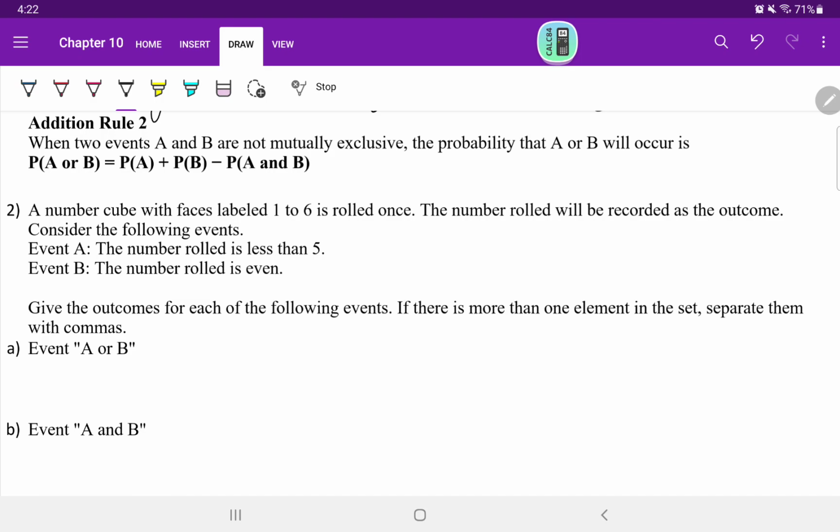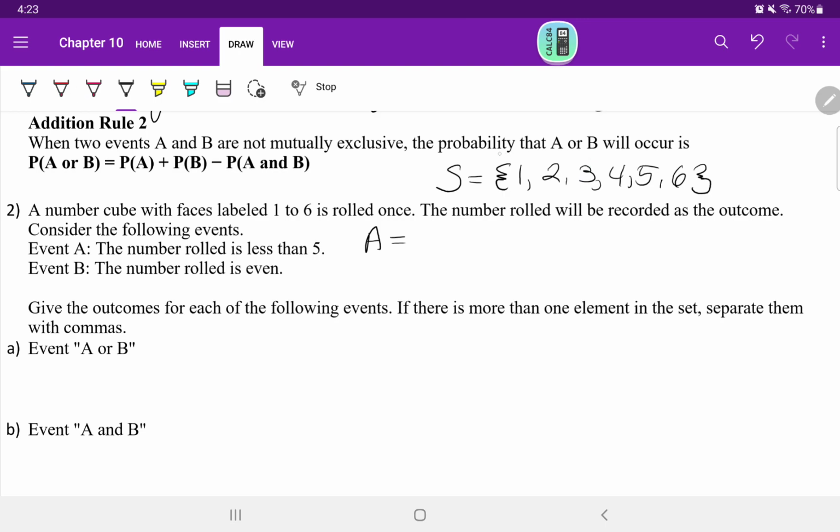Okay, we're rolling a number cube with faces 1 through 6 once. That is a single fair die with 6 sides to it. So the sample space of that is going to be the numbers 1 through 6. Now, we want to find event A in set notation, in roster form. The number rolled is less than 5.